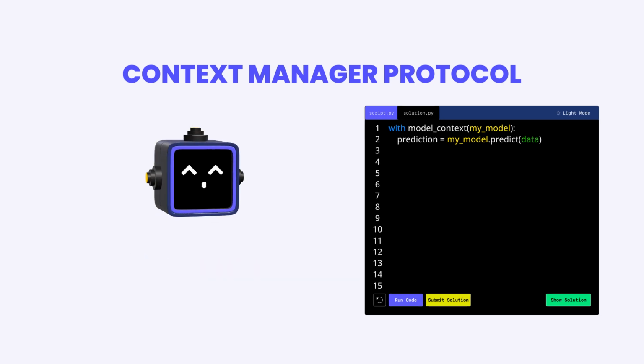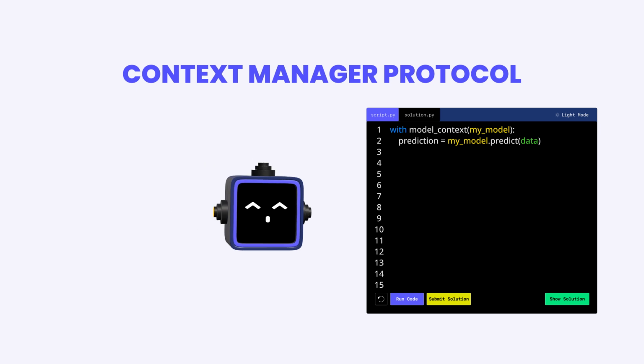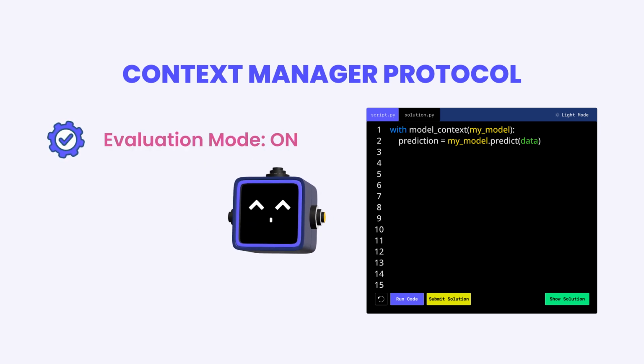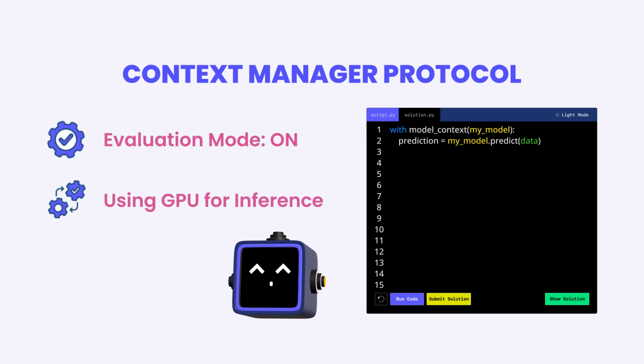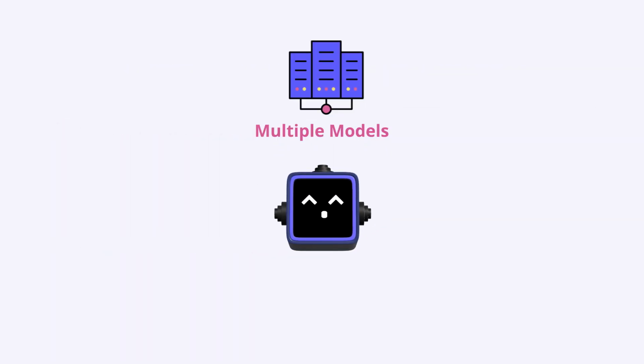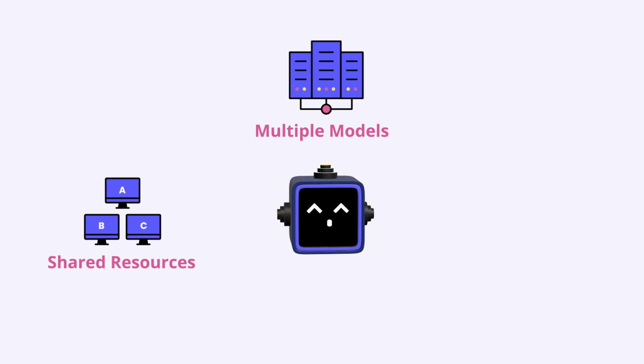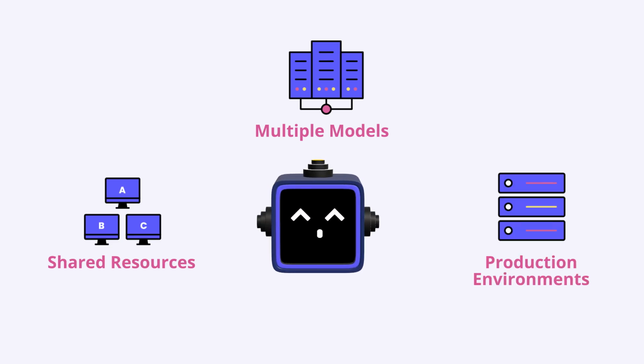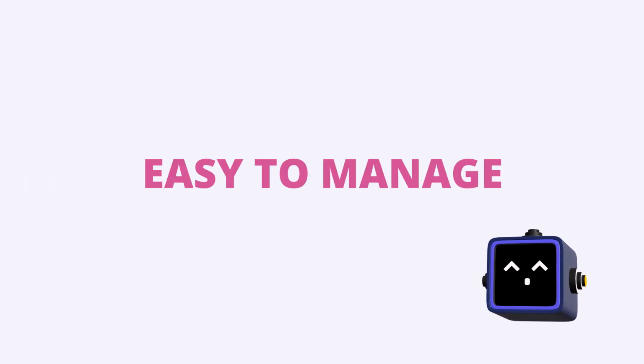For example, inside this with block, the model might automatically switch to evaluation mode, route computation to the right device, or temporarily lock certain behaviors. This is super helpful when you're dealing with multiple models, shared resources, or production environments where you can't afford mistakes. It also makes your code cleaner, safer, and easier to manage.